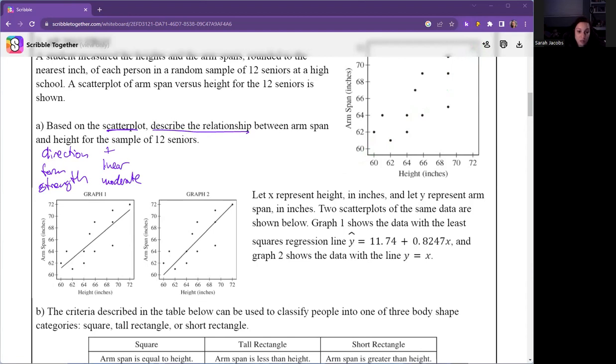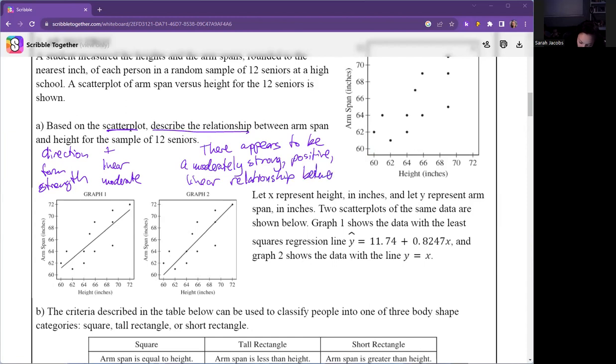So to actually answer this question in context, the context just becomes so key. There appears to be a moderately strong positive linear relationship between height and arm span.